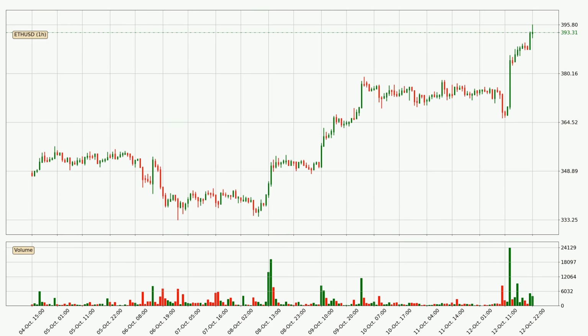Looking at the Ethereum hourly time frame, the price moved quickly to the upside with around 5.0% in the last 24 hours, with a current price of $393. The volume was also high, showing that this move was strong and the buyers are taking over.